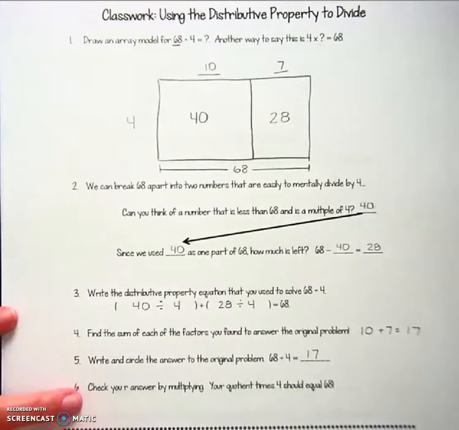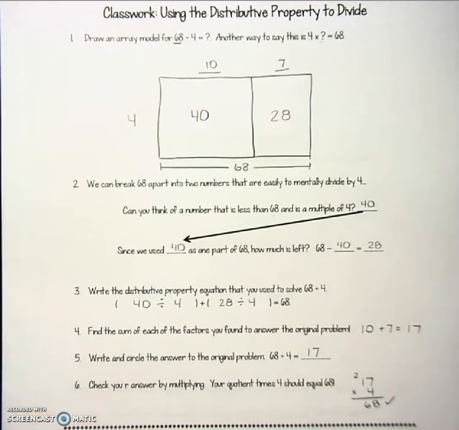I can check my work with multiplication. So if I do 17 times 4, it should equal 68. Let's check. 4 times 7 is 28. 4 times 1 is 4, plus 2 is 6. I match what I have. So the answer to 68 divided by 4 would be 17 because I'm combining these two pieces.